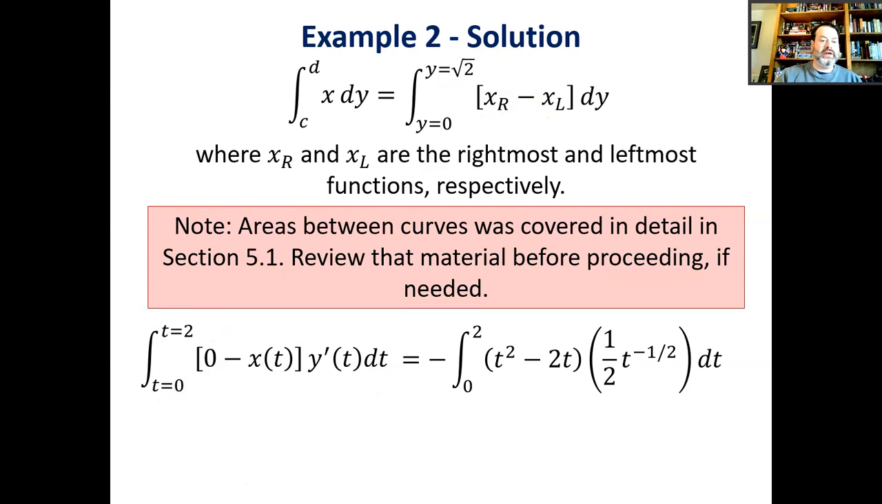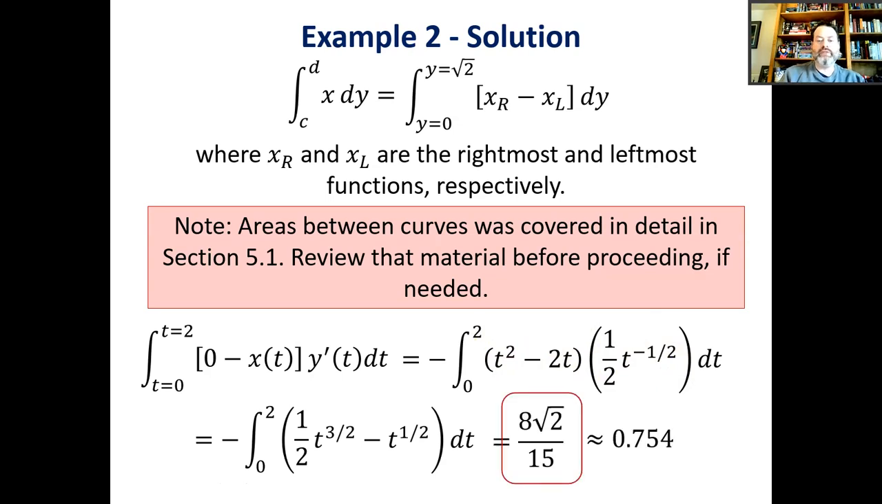So I just plug everything in. I took this negative out front. This is the x equation, and this is the derivative of the y equation. Right? The y equation was just square root of t, easy derivative. But this is x. So I simplified. Again, very easy integral to do. You can do it by hand or on a calculator.